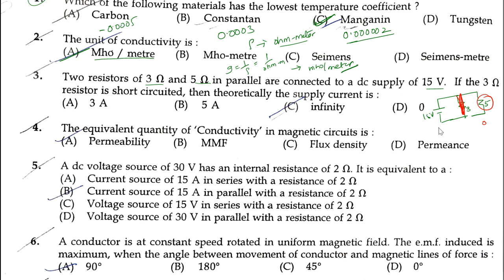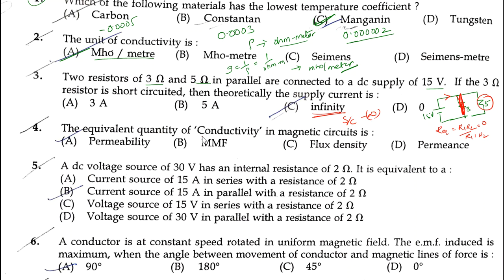So R equivalent is equal to R1 R2 by R1 plus R2. R1 R2 is 0 into 5 divided by 0 plus 5, and it is a short circuit. So in short circuit the current is theoretically infinity. So in short circuit condition, current is going to be infinity theoretically. Right. Next one, the equivalent quantity of conductivity in a magnetic circuit is.